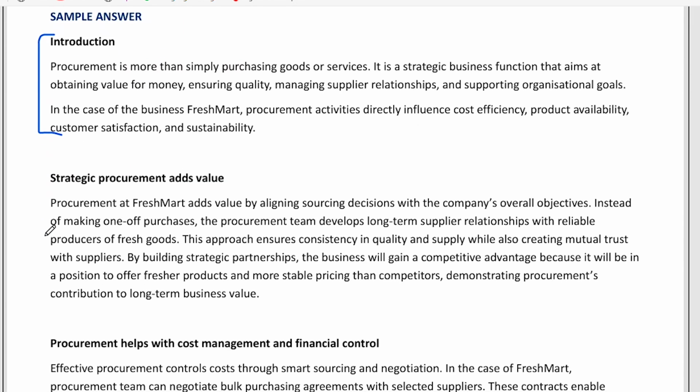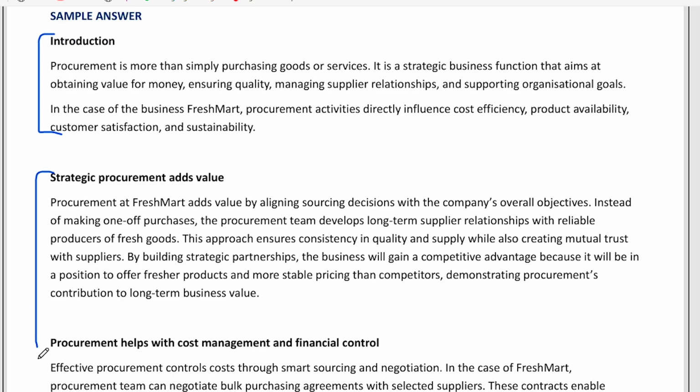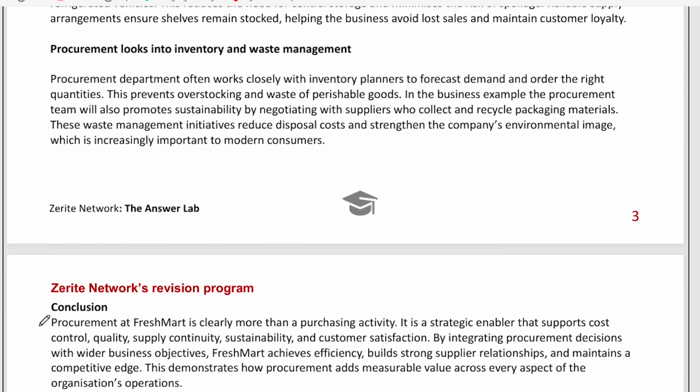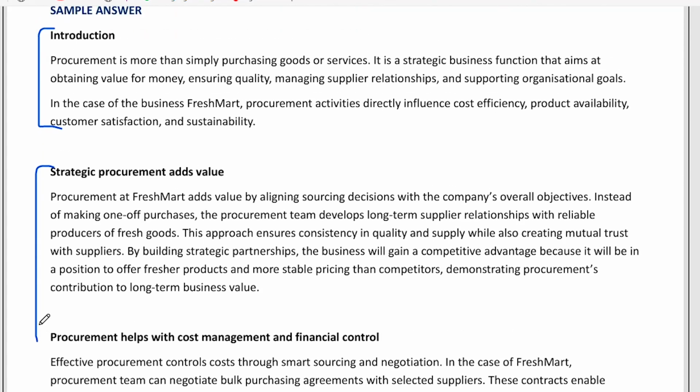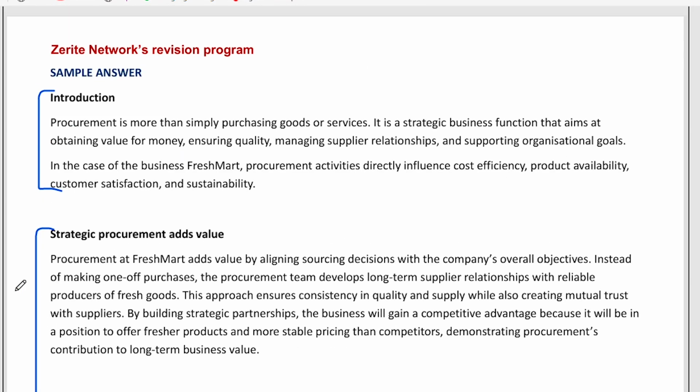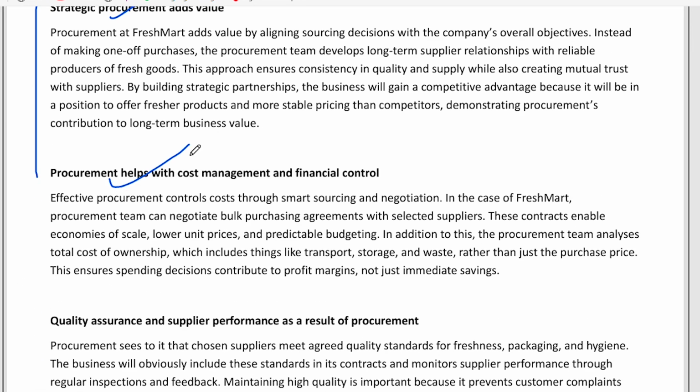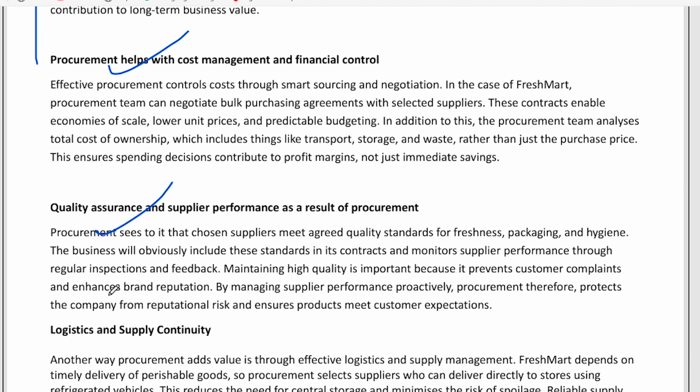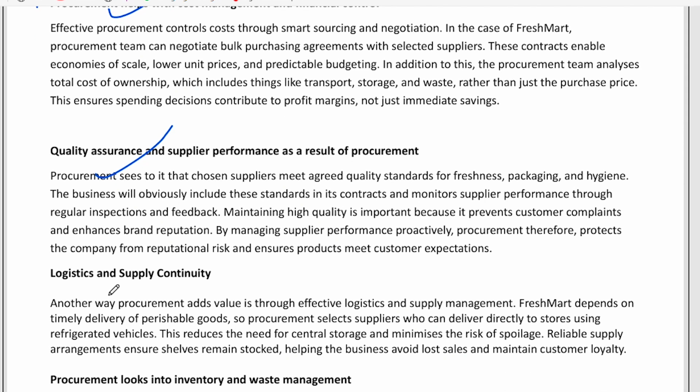There's the intro, and then we have the rest of the paragraphs, the body, all the way. So in this case, what are the activities? If you read your notes, you'll just see what the functions of procurement are. These are just functions of procurement, like all this stuff, just functions. Only that now you're linking them to the scenario.